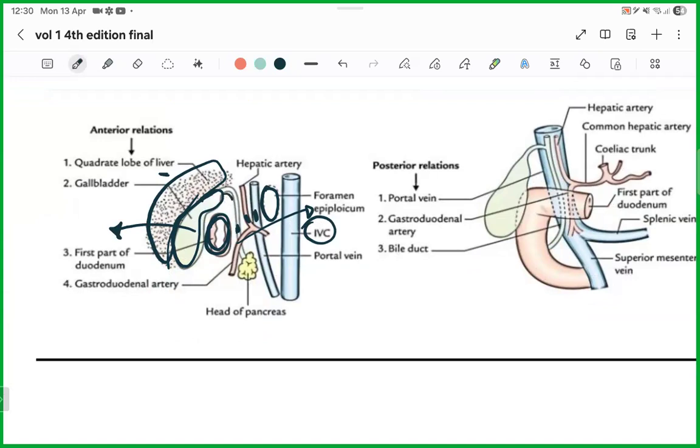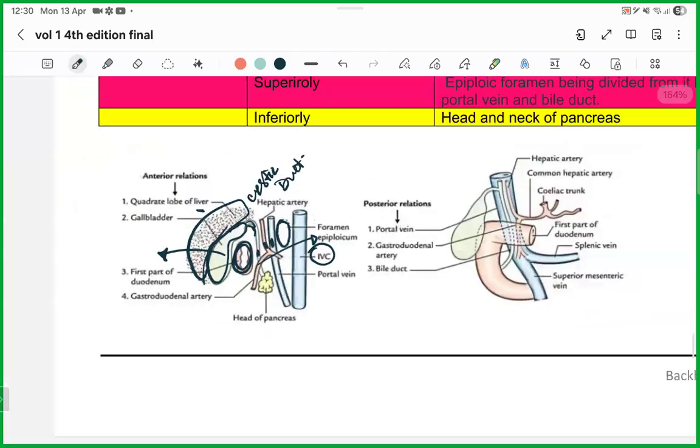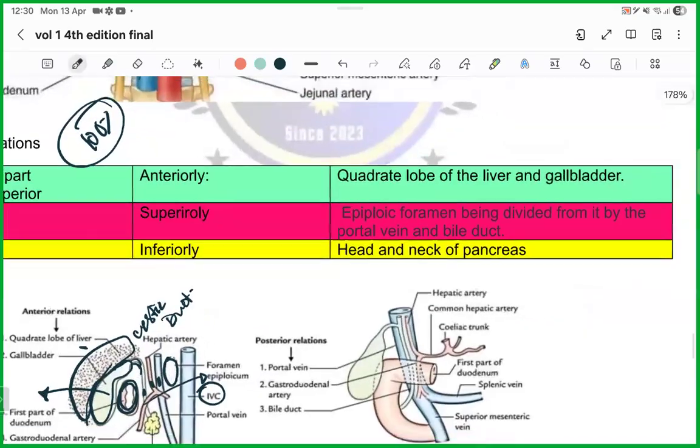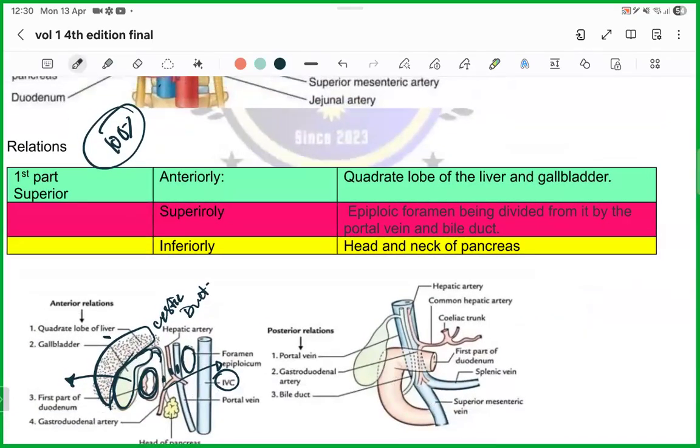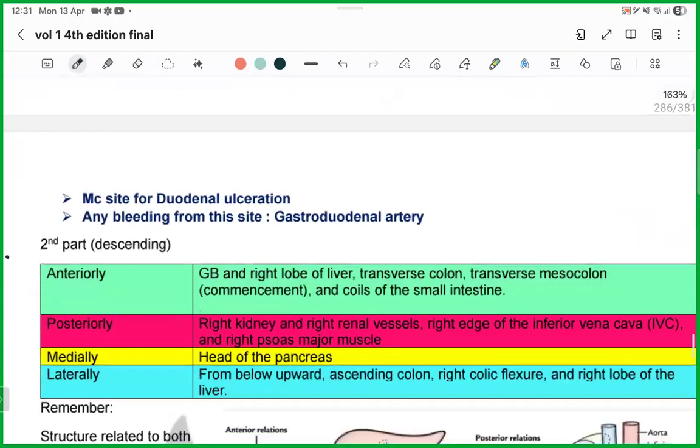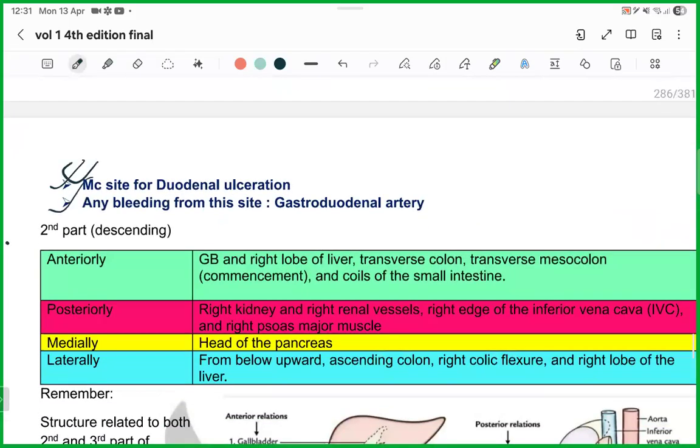Above we have cystic duct. Inferiorly, head and neck of pancreas. So all of these are important. So these two lines you must remember.